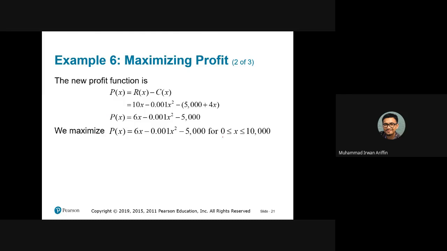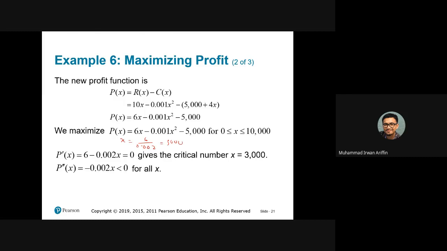Step number 1, within this domain, to find the critical numbers, we find the first derivative. So 6 minus 0.002x. So basically our x would equal 6 divided by 0.002, which is 3,000. So this is the only critical number within that domain. And our second derivative is negative 0.002. There shouldn't be x here. There's a typo in your slide, so get rid of this x, which is less than 0 for all x.